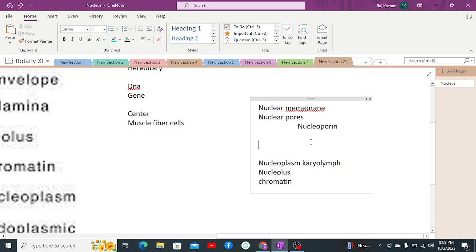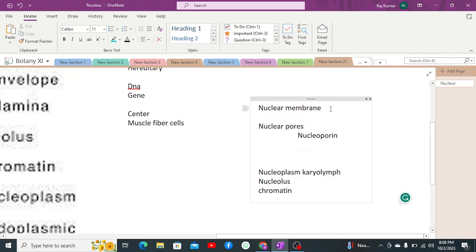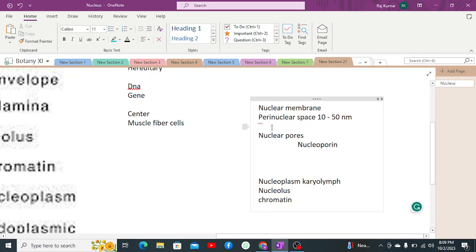Apart from which, when it comes to our second part, the nuclear membrane has an inner and outer nuclear membrane. Both of these are parallel, so they have a space in between them, which is known as perinuclear space, which is around 10 to 15 nanometer. This perinuclear space is fluid filled.